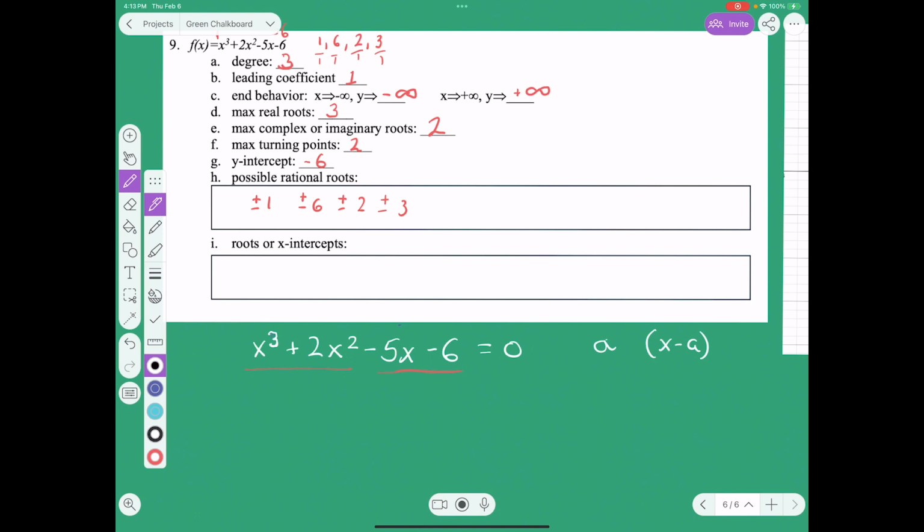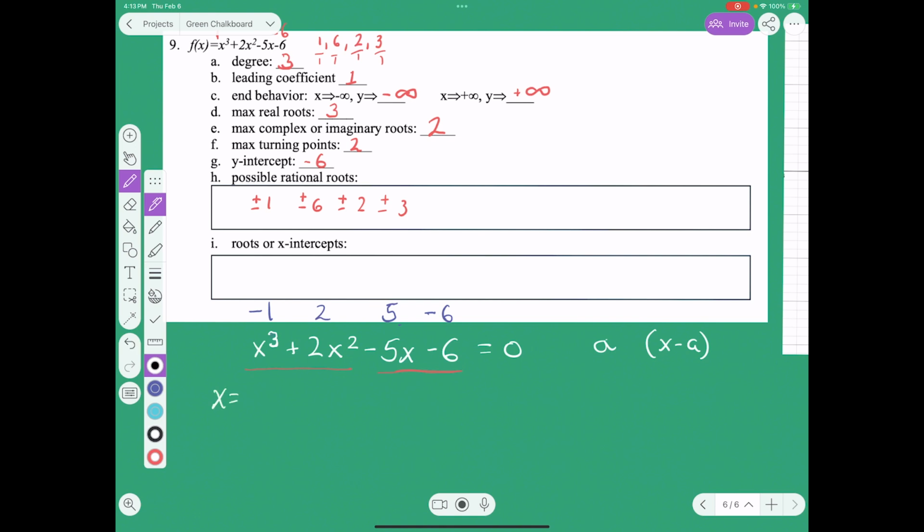Let's try -1. So if I plug in a -1 here, I get a -1, and a -1 squared is a +1 times 2, so that would be a +2. A -1 times a -5 would give us a +5, and then we have a -6. Well, this is looking promising because a -6 and a -1 gives us a -7, and a 5 and a 2 gives us a +7. So we know that x equals -1.